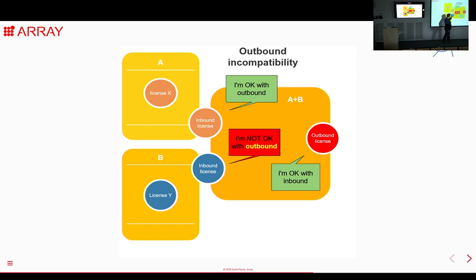So this is a project which is not compatible, because the inbound license doesn't accept to be included in a larger work and to be licensed in an artifact which is the outbound license. The outbound could be, oh, I'm totally fine, but it's the inbound. So you are violating this license by including this project in this other license.